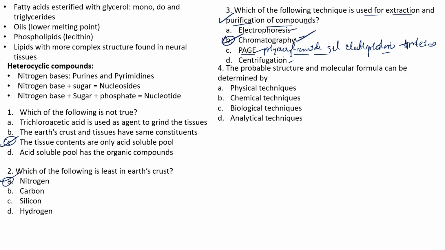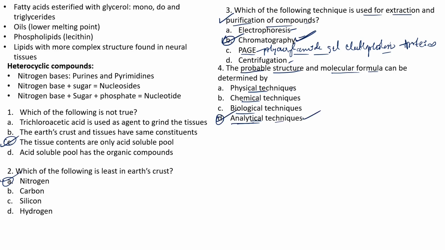Now, the next question. The probable structure and molecular formula can be determined by the physical techniques, chemical techniques, biological techniques, analytical techniques. If you look into the previous question, we mentioned that chromatography is mainly used for extraction and purification, right? So now chromatography is an example of analytical techniques. The name itself indicates analysis, and the analysis is mainly used for determining the empirical structure, empirical formula and molecular formula of that particular substance that we are interested in, right? Hence the right answer over here is D, that is analytical techniques.